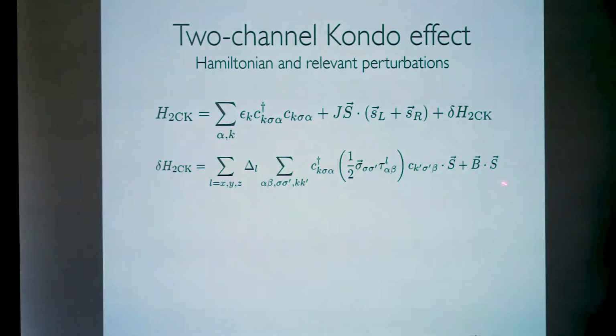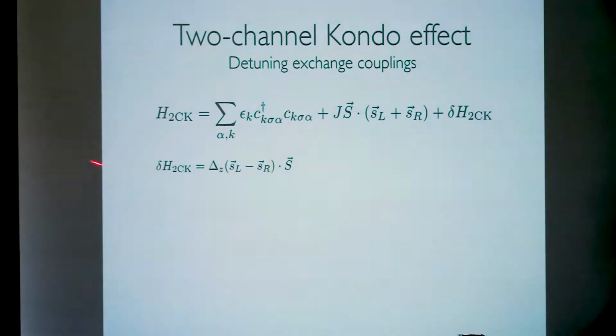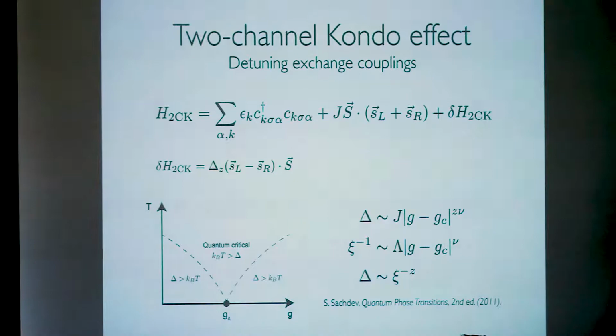All right, so getting back to the Hamiltonian I showed you. It turns out all the relevant perturbations to the two-channel Kondo state can be written in this form, but for somewhat technical reasons, we're just going to focus on this exchange coupling detuning, which we can achieve by tuning the gate voltages of our quantum dot. I guess it's important to realize that this actually corresponds to a second-order phase transition.